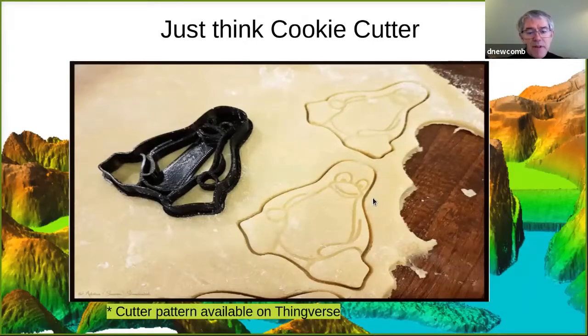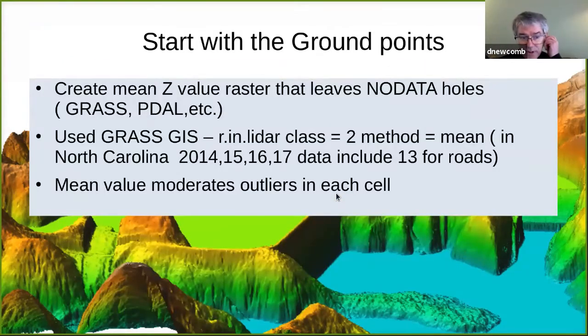So folks, just think about this. I get my mouse up here as a cookie cutter. You're getting the shoreline here, and you're going to take a value from the shoreline and apply it across the entire inside. So starting with the ground points, it really doesn't matter what you use software-wise to get the initial raster, as long as it gives you a mean Z value and leaves no data holes.